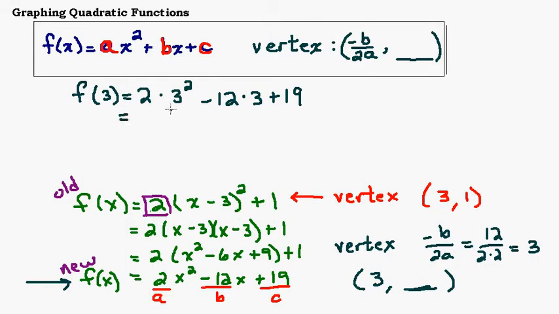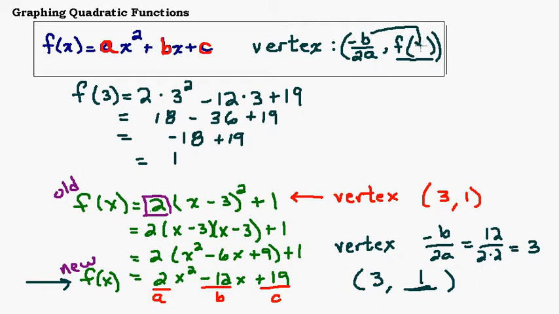Well, let's see here. We got 2 times 9, which is 18, minus 36 plus 19. 18 take away 36 is negative 18, plus 19 is 1. So that gives me the y value of my vertex. Technically, to fill in the formula, I would take f of whatever I got for my x value, and that's how I determine the y value of my vertex. Alright, let's look at another example.